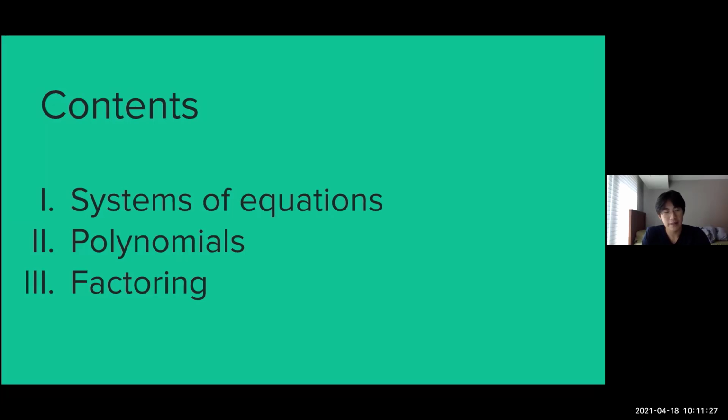My goal here in this lecture isn't to help you guys master these subjects, but just to introduce you guys to the basic and most commonly reoccurring themes within these three topics. All right, let's get started.